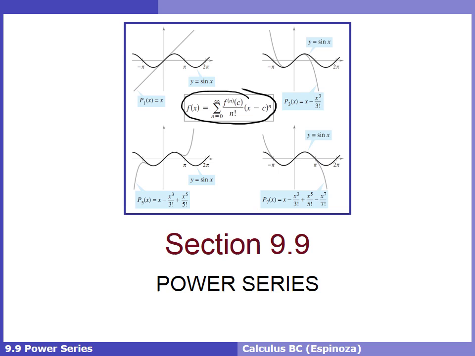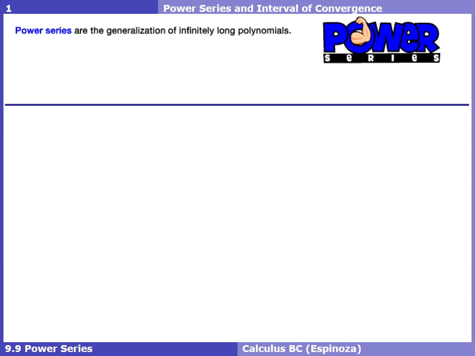In 9.8, we talked about Taylor polynomials, which were approximations and they weren't exact. Power series are going to help us build a bridge towards getting to the exact value and something called Taylor series, but that will be covered in 9.10. So power series are just generalizations of infinitely long polynomials. Just like you saw in 9.8, we talked about Taylor polynomials or Maclaurin polynomials. Here, these power series are just a generalization of an infinitely long polynomial.